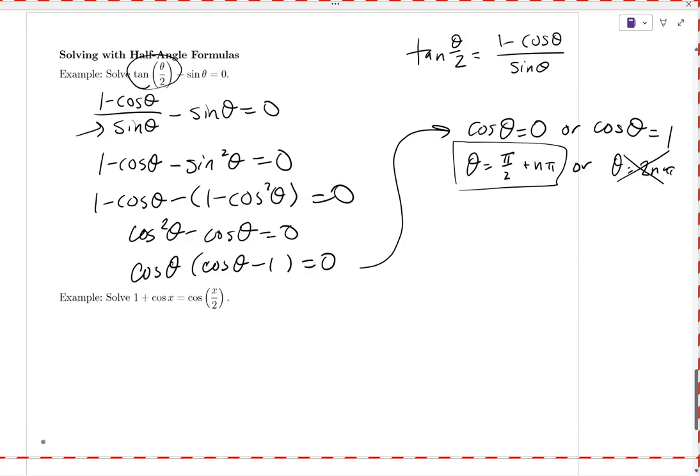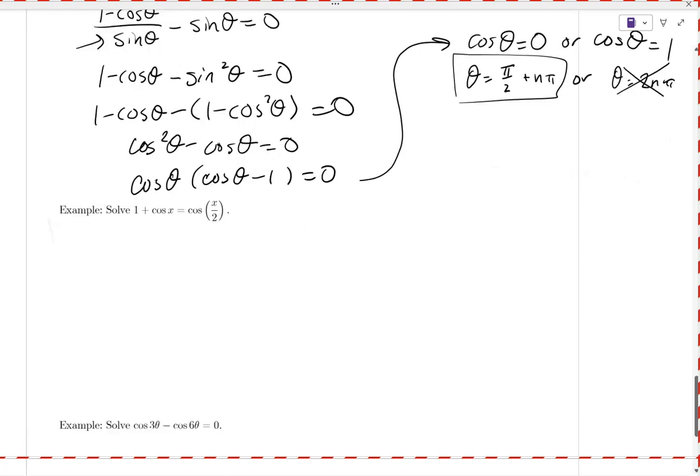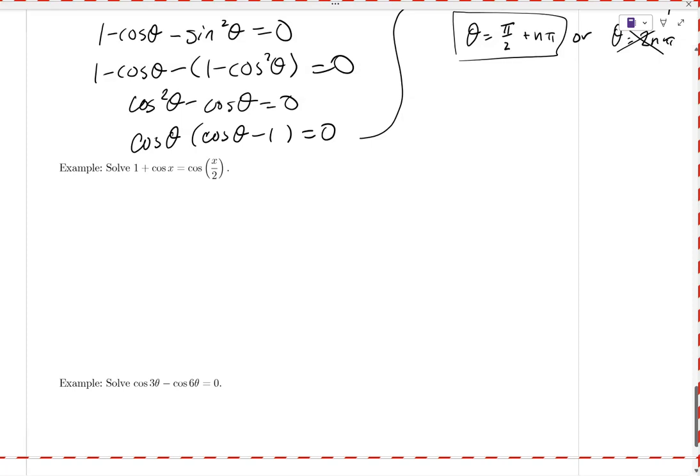That's okay? All right. Let's look at the next one. Same concept. We start off with two trig functions that have mismatched arguments, right? The argument on the left-hand side for cosine is just an x. The argument on the right-hand side is x over 2, right? So we have mismatched arguments. So I need to handle that first. Let's make the arguments the same if we can.